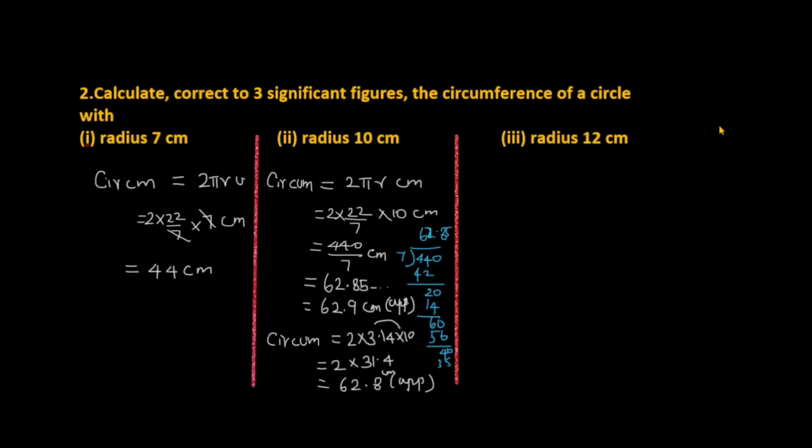So next, radius is 12. So circumference of circle is 2 into 22/7 into 12. So 44 into 12. Find the product: 44 into 12, 8, 8, 4, 4. So 8, 12, remaining one 5. 528. The product of 2 into 22 into 12 is 528, divided by 7 centimeter.